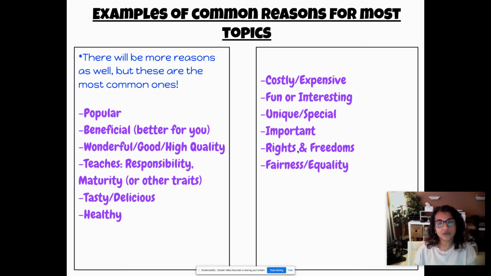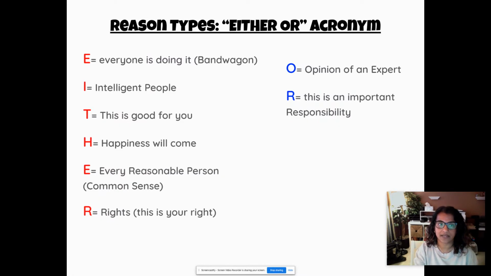And then another one that's really strong, if you can use this in your essay, it depends on your topic, is that it protects your rights and freedoms, or the opposite, it takes away your rights and freedoms, and fairness and equality. Okay. So some of you might already be feeling like, ooh, one or two of these could be my reasons for my essay.